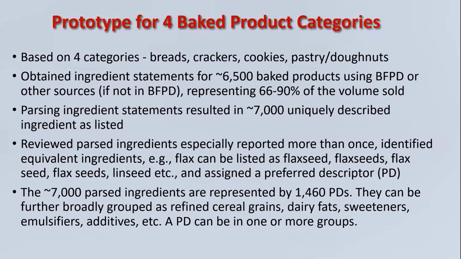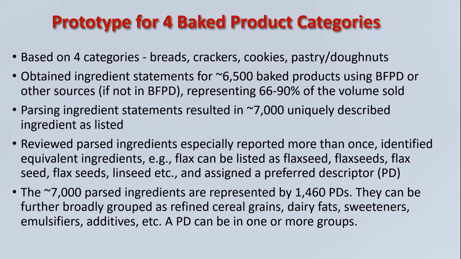For the next few slides, I will be focusing on baked products, which is what we used to build our prototype. The 4 categories we used were breads, crackers, cookies, pastries, and donuts. We obtained ingredient statements for about 6,500 baked products with BFPD as the main source, ensuring that we are representing about 66 to 90% of the volume sold.